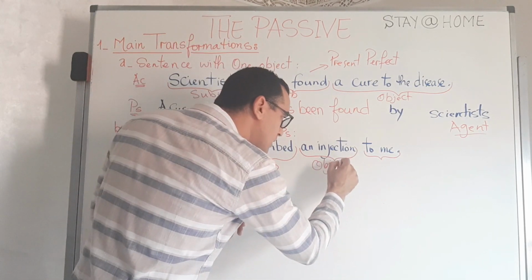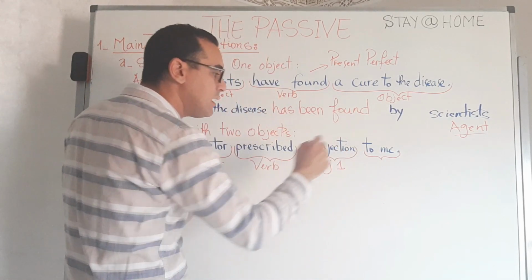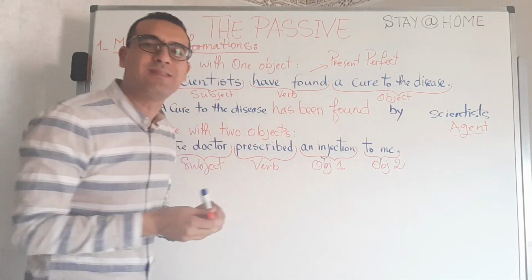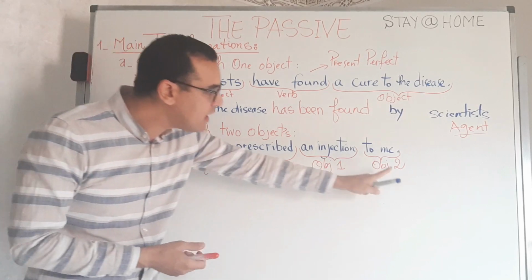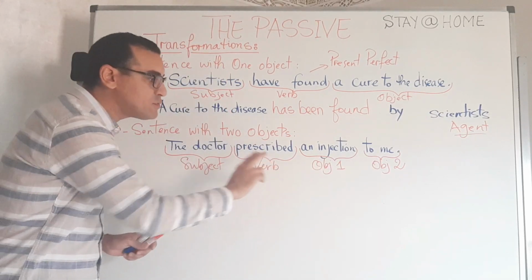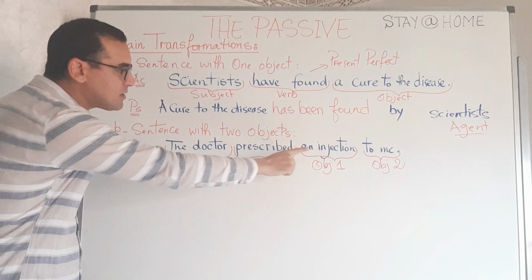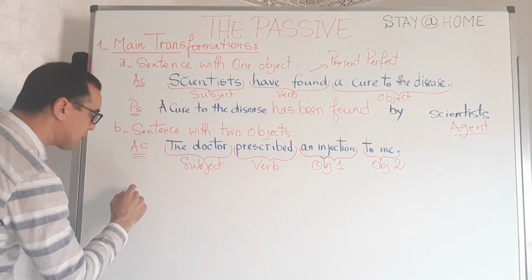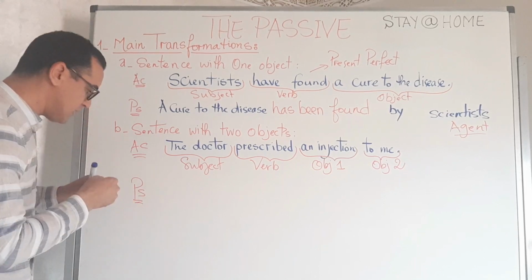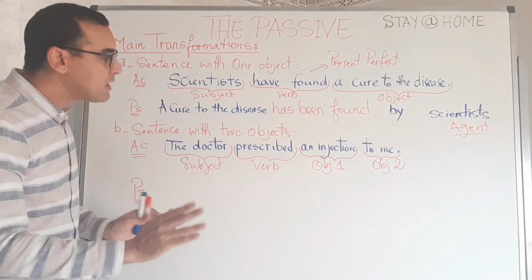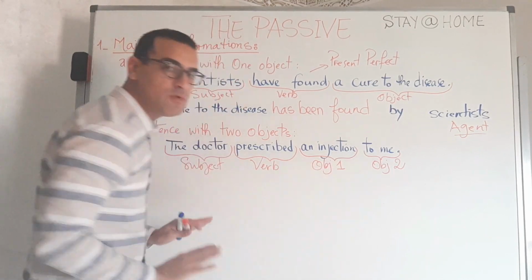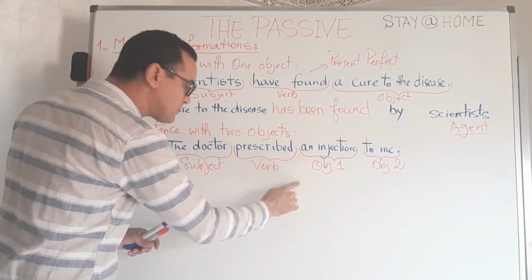Object 1 and object 2. It's not important if it is a direct or indirect object. So here we have two possibilities. This is the active sentence, and we would like to transform it into the passive form. You can start your passive transformation with object 1 or object 2. You decide. So let's start with object number 1.